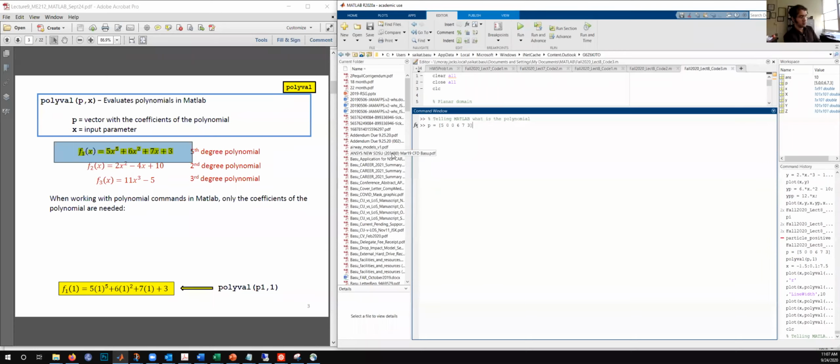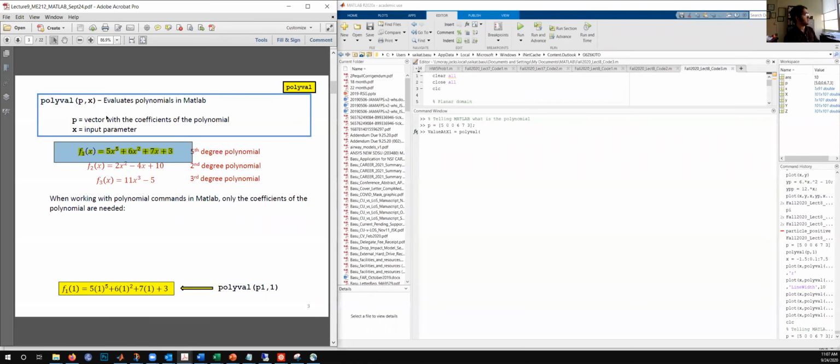So this is how you set up a polynomial in MATLAB, by telling MATLAB what the cofactors are for the different powers of x, starting from the highest power. Once we set this up, to figure out the value of the polynomial at x1 we use polyval. And now we are going to follow this syntax, which is over here.